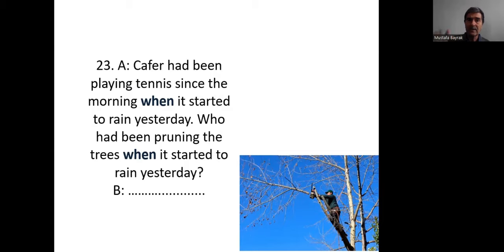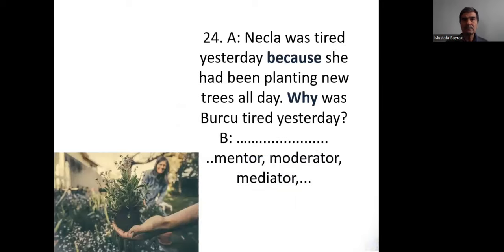He had been cutting the branches, some branches of the tree. Okay, 24A. Necla was tired yesterday. Why was she tired yesterday? She was tired because she had been planting new trees all day.